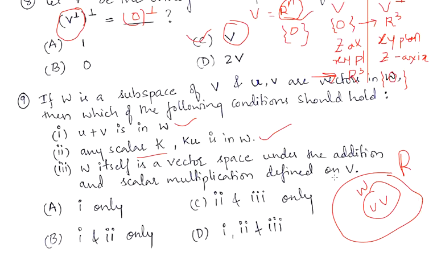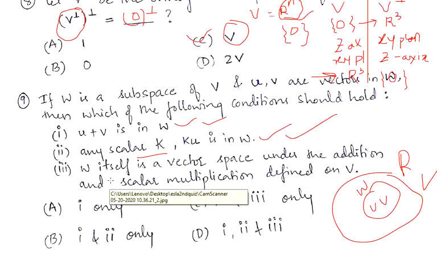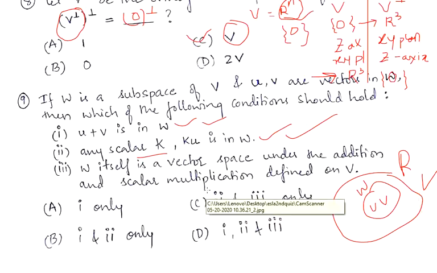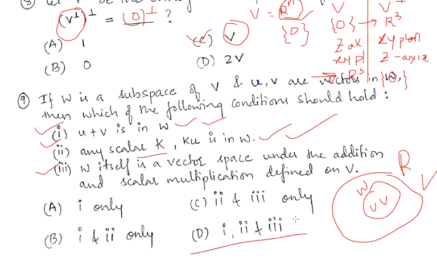If W is a subspace of a vector space V, then obviously U plus V is in W. Yes, the first one is true. Any scalar K multiplication is in W, which is also a condition of a vector space, so this is also true. The third one: W itself is a vector space under the addition and scalar multiplication defined on V. Correct, since it covers whatever we did in the first two operations. So all three, 1, 2, 3, are correct.